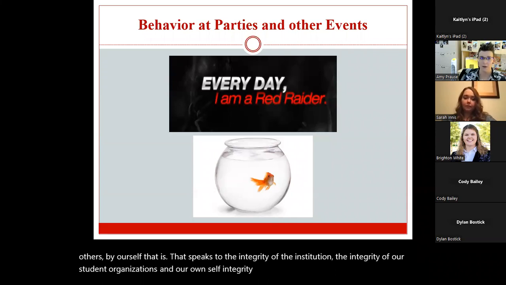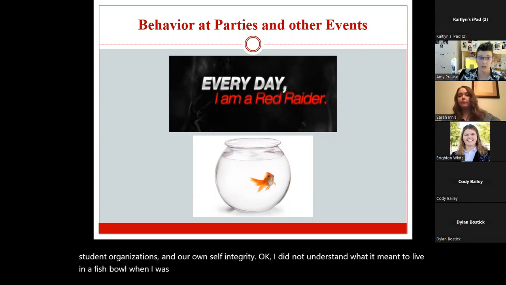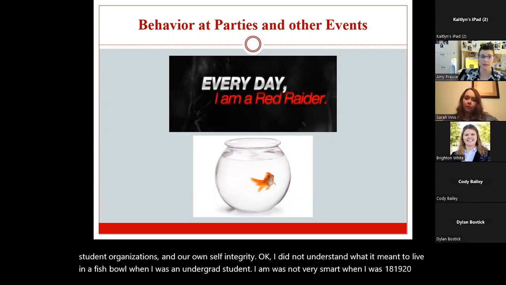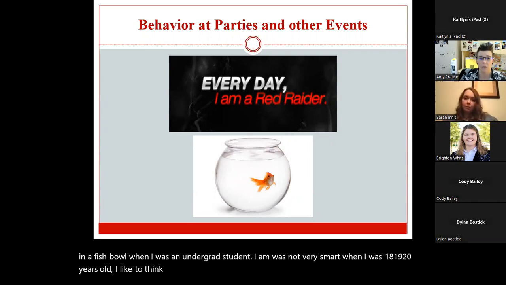I did not understand what it meant to live in a fishbowl when I was an undergrad student. I was not very smart when I was 18, 19, 20 years old. I like to think I'm a little bit smarter now. But now I understand what it means to live in a fishbowl.